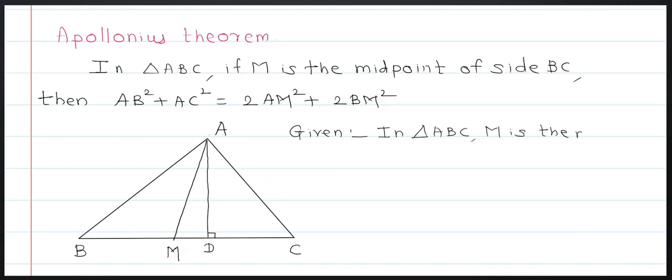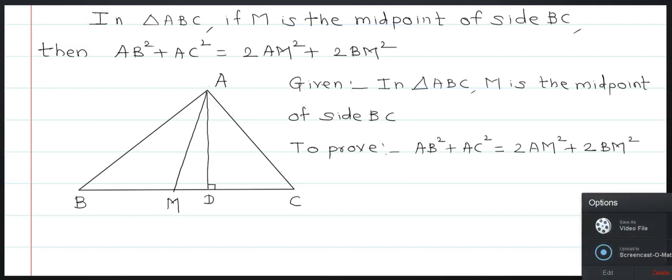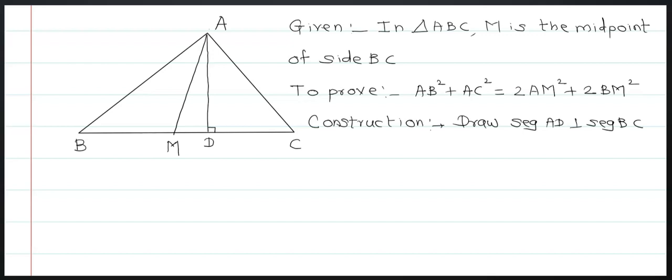In triangle ABC, M is the midpoint of side BC. To prove that is to prove AB square plus AC square is equal to 2 times AM square plus 2 times BM square. Construction: draw perpendicular AD to the segment BC.